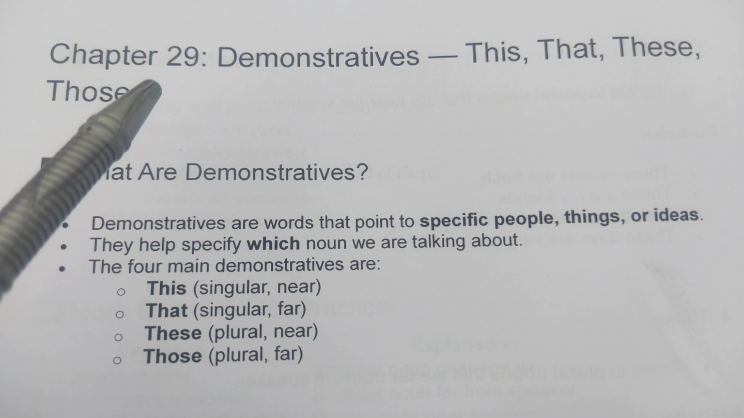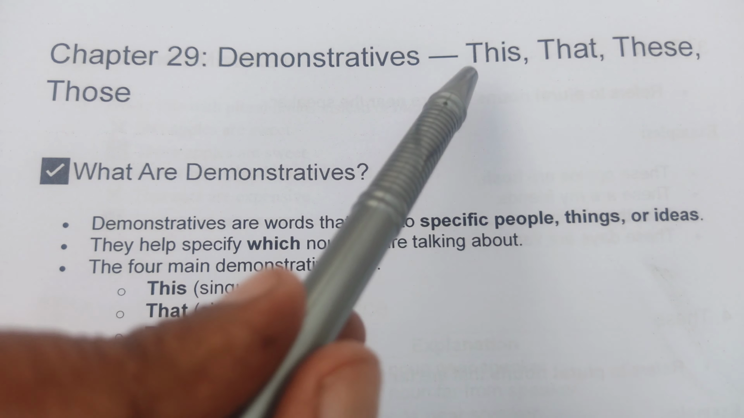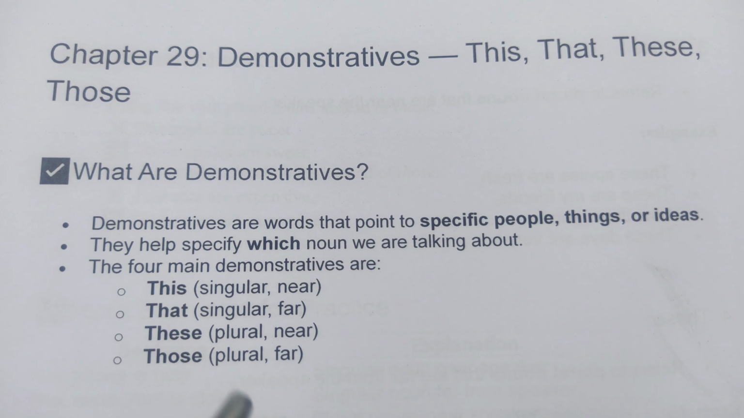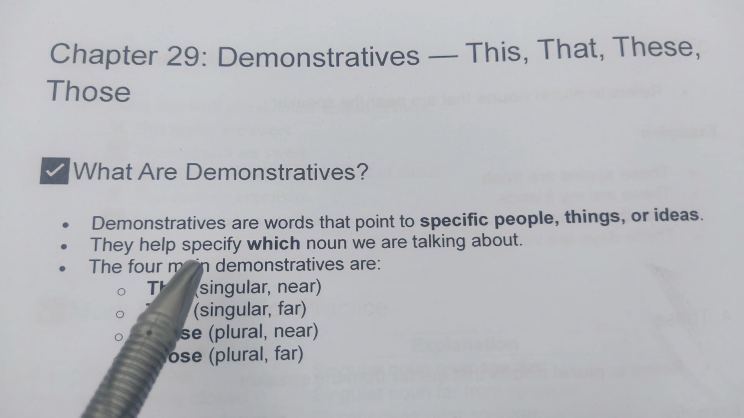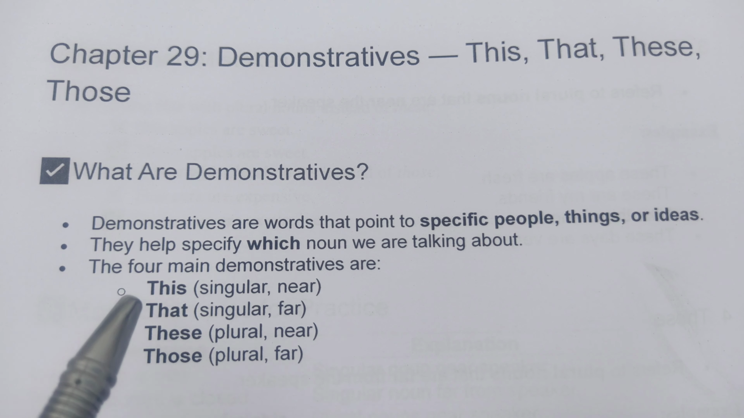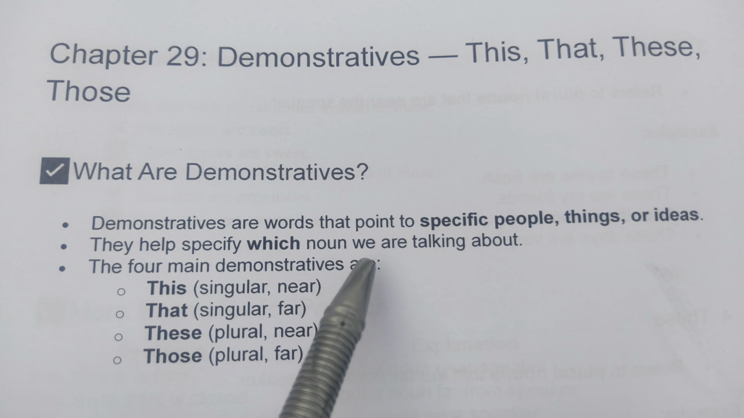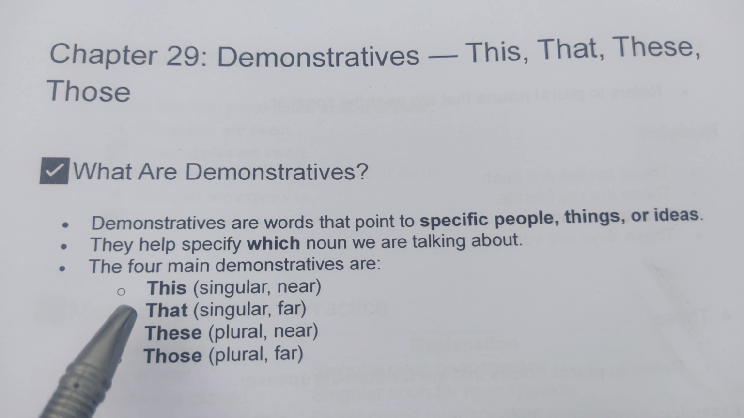Today in this chapter 29, we are going to learn demonstratives, the use of this, that, these, those. Here we have what are demonstratives. Demonstratives are words that point to specific people, things or ideas. They help specify which noun we are talking about. The four main demonstratives are this, singular near; that, singular far; these, plural near; those, plural far.